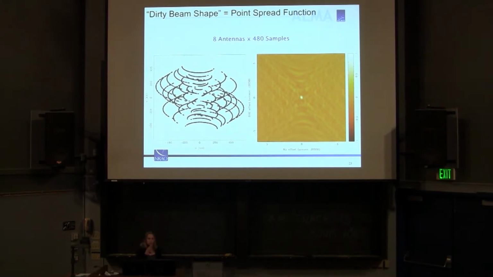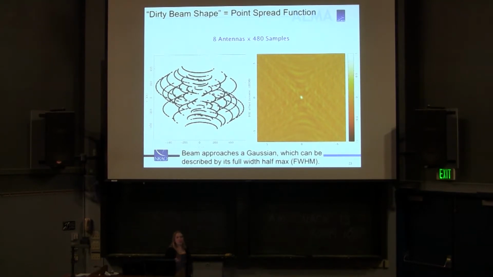Okay, so now you can see we've really sampled the UV plane quite well. We now have this complex sampling. And in turn, this means that we have a much better, much cleaner beam. Okay? And it's approaching a Gaussian. At this point, you could almost represent it as a Gaussian with some full width half max. So if you get enough sampling and enough coverage, then you are slowly converging to a single large dish observation.